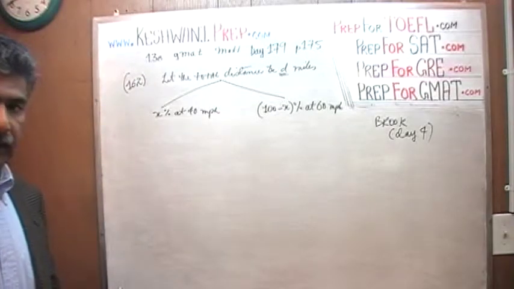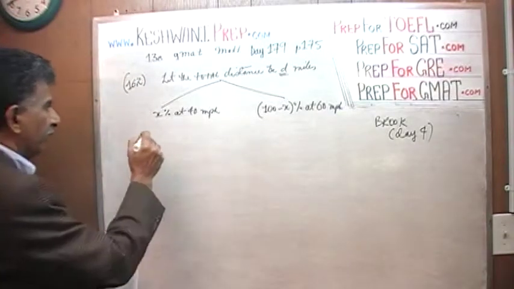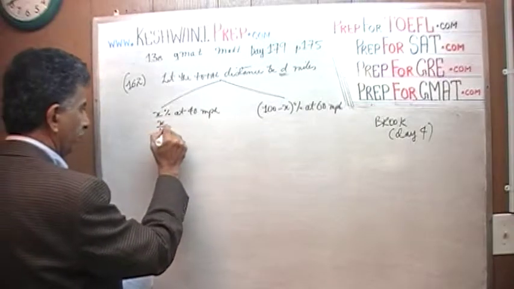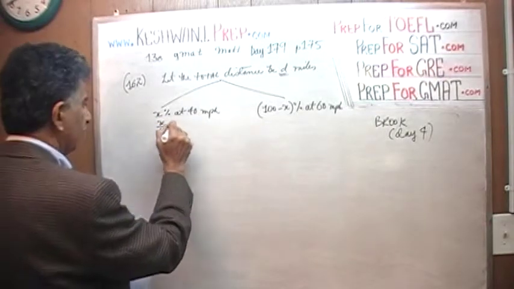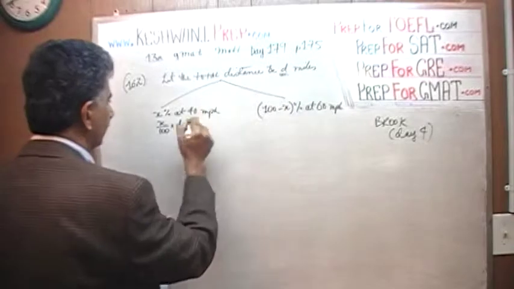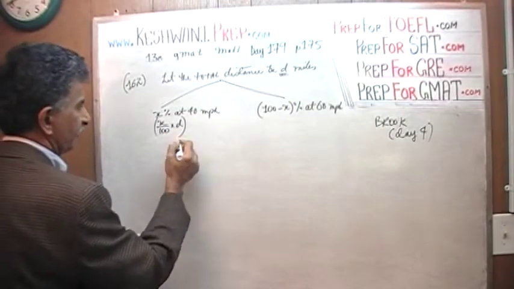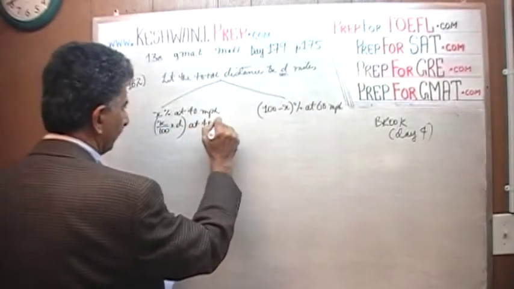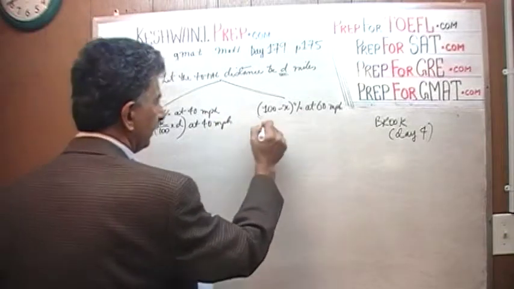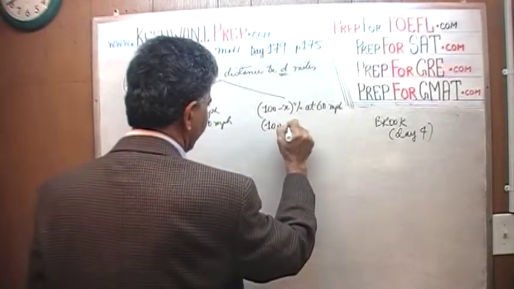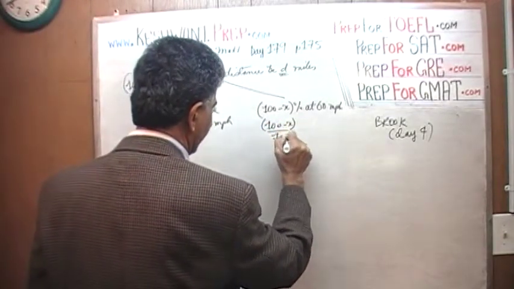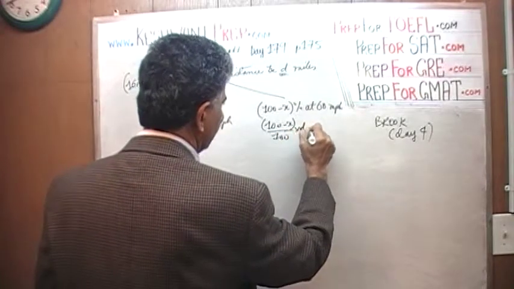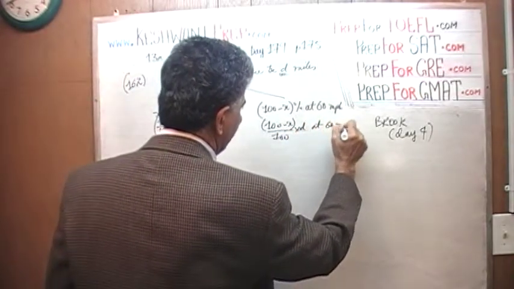If you're going x% at 40 miles per hour, x% means x over 100 times d, which is the total amount of distance. This is the distance she's going at 40 miles per hour. Similarly here, 100 minus x% means (100 minus x) over 100 times d at 60 miles per hour.